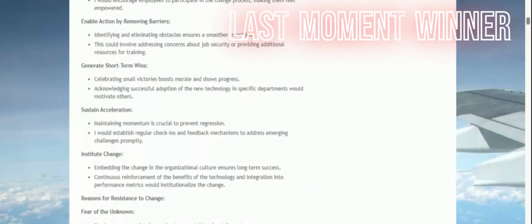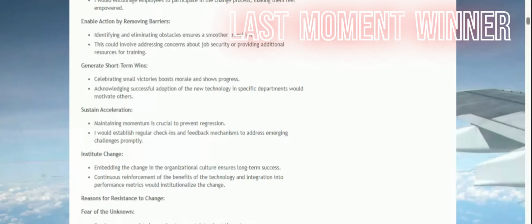Generate short-term wins. Celebrating small victories boosts morale and shows progress. Acknowledging successful adoption of the new technology in specific departments would motivate others. Sustain acceleration. Maintaining momentum is crucial to prevent regression. I would establish regular check-ins and feedback mechanisms to address emerging challenges promptly. Institute change. Embedding the change in the organizational culture ensures long-term success. Continuous reinforcement of the benefits of the technology and integration into performance metrics would institutionalize the change.